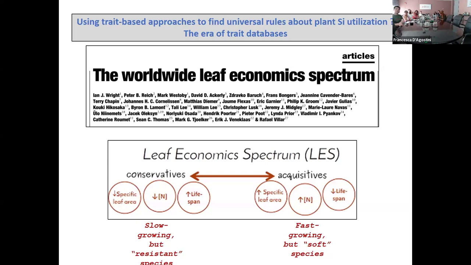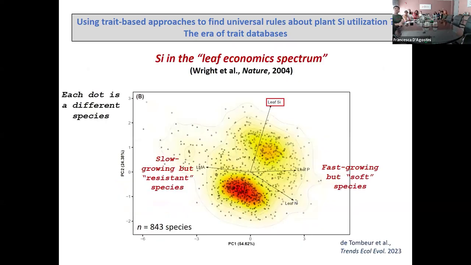Silicon is actually a defense, right? This is mostly how we present it. So we could expect to have silicon on this side of the spectrum, with conservative species tending to have more silicon. But when I tried that in the same PCA, I found that silicon was completely independent of the leaf economic spectrum. Here we have the slow-growing species and the fast-growing but soft species, and silicon was not correlated to that. But in this PCA, you have woody and non-woody species.